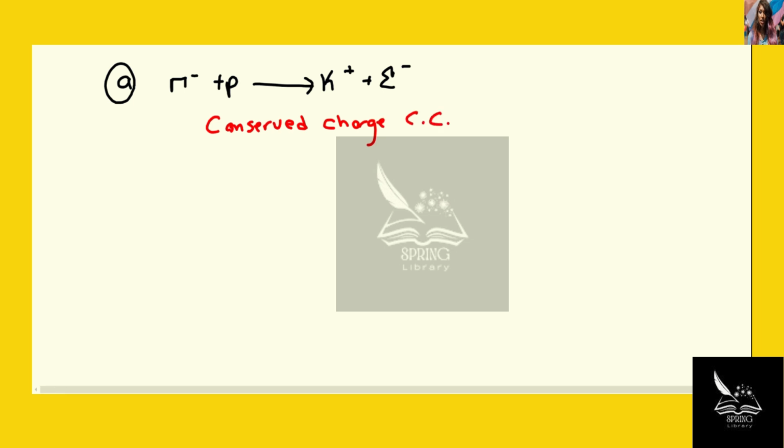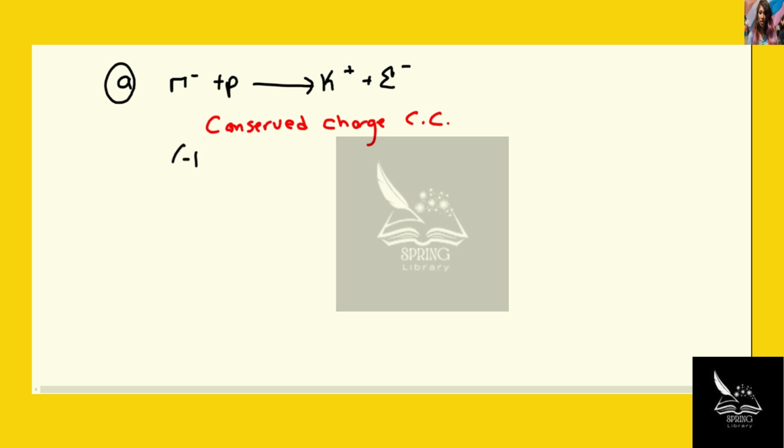Hi everybody, so we're seeing which of these reactions is possible. Let's start with A: we have pion negative plus proton going to a kaon plus the sigma baryon. Here we need to find the conserved charge, and I'm going to write that as CC from now on. We can find this information, the numbers, from your appendix.